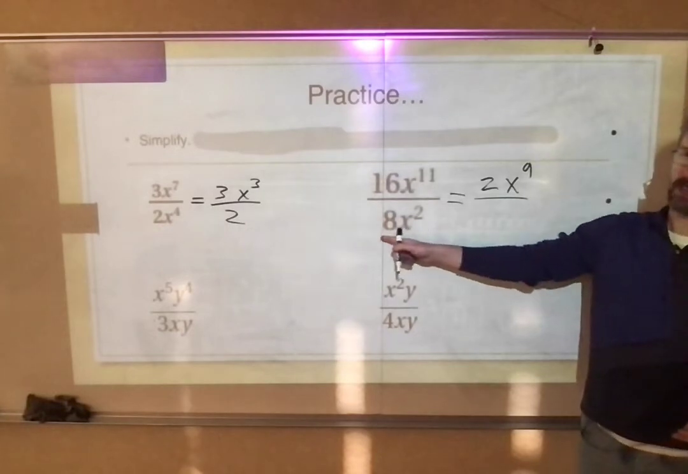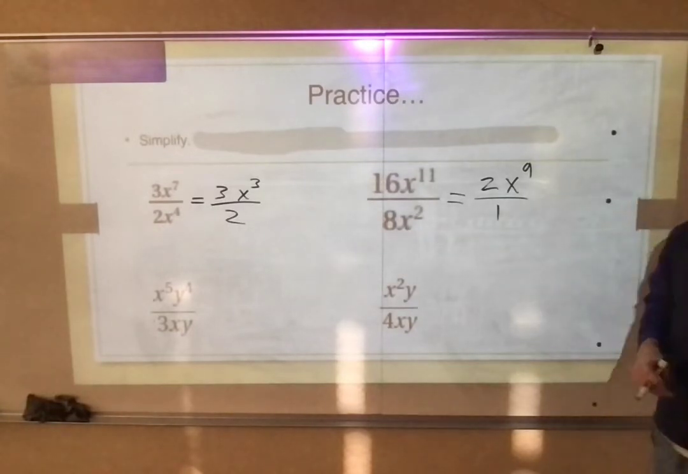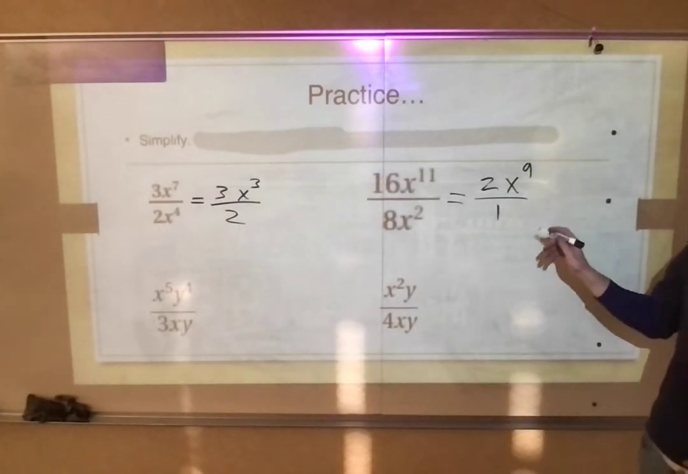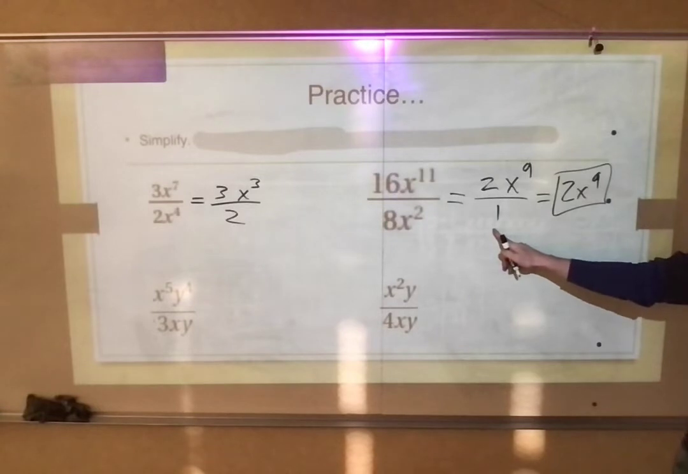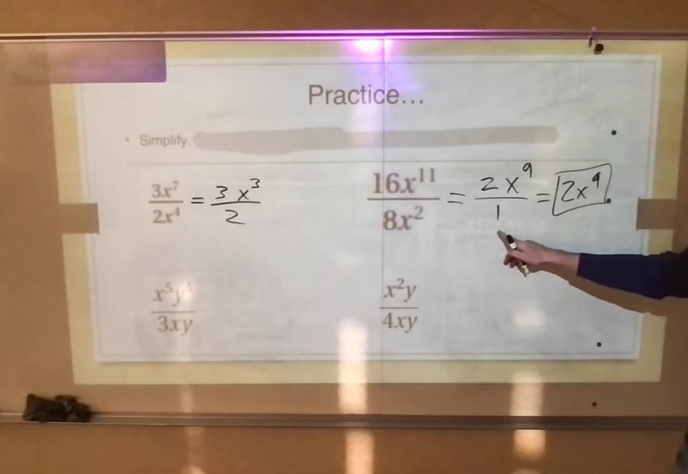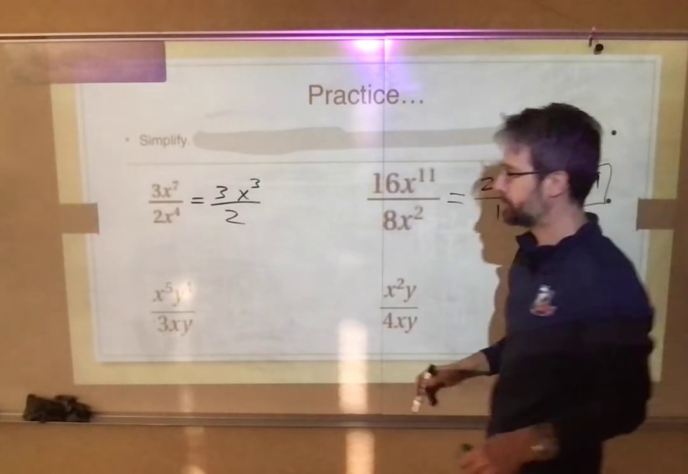And if everything cancels in the denominator, that means that the denominator is 1. And we don't really have to write that, right? We would normally just write this as 2x to the 9th. If you wrote it like this, that's correct. It's not wrong. It's just you wouldn't normally write it like that.